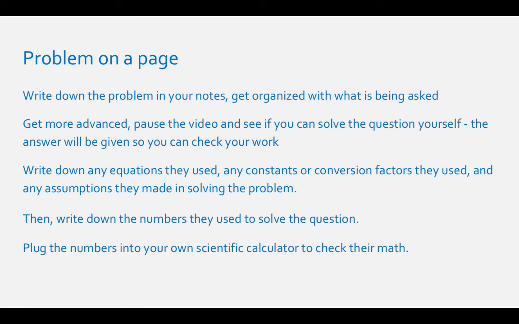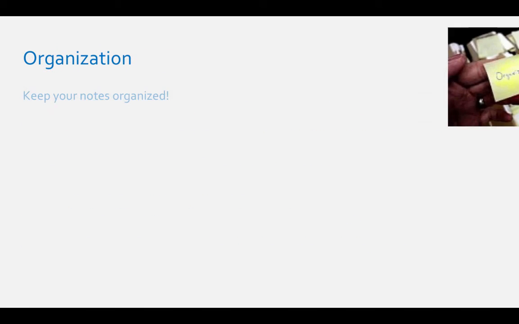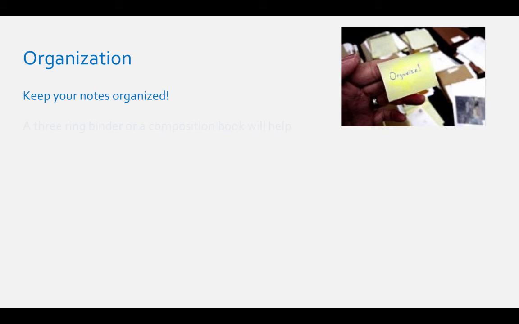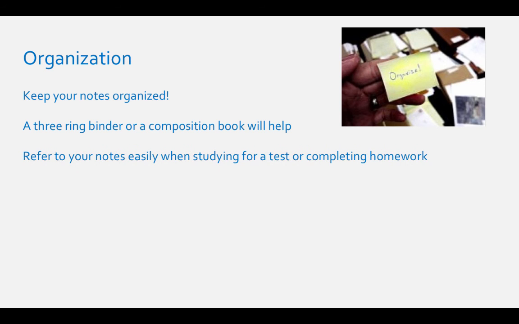One final comment on watching videos and taking notes: keep your notes organized. Buy a 3-ring binder and dedicate it solely to chemistry notes if you're taking notes on notebook paper. Or buy a composition notebook and take notes in it. This way your notes will be organized so you can refer to them quickly when studying for a test or quiz, or doing homework.